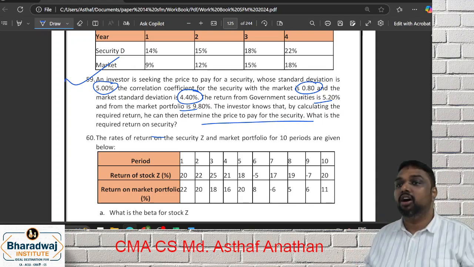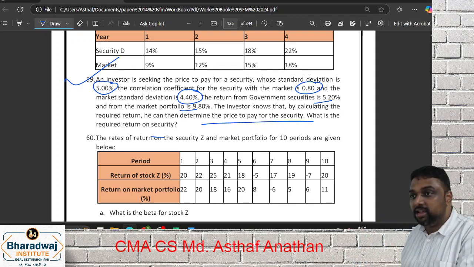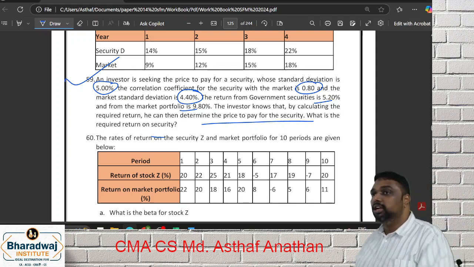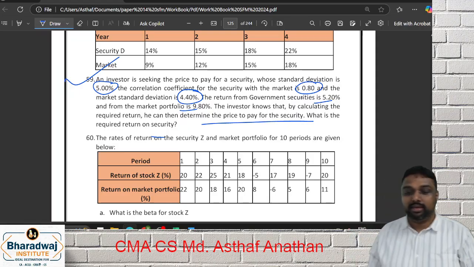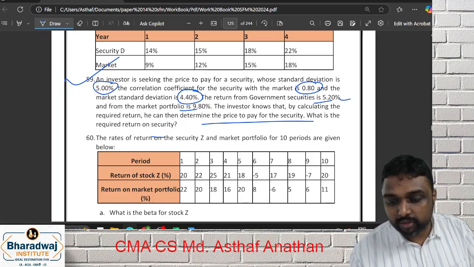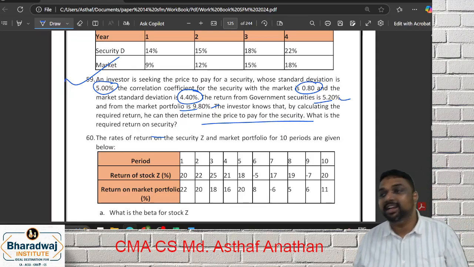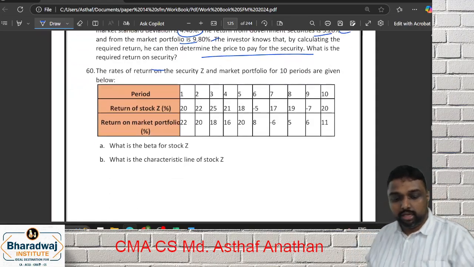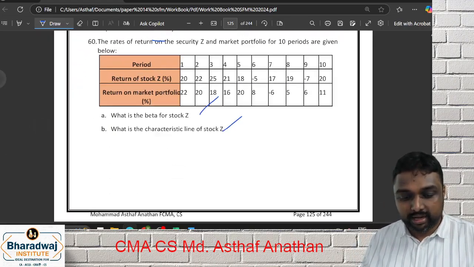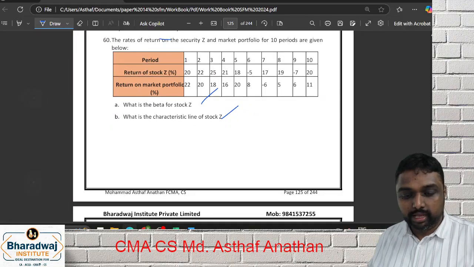Standard deviation of stock divided by standard deviation of market, into correlation. You'll get the beta. Once you get the beta, RF is given in the question, 5.2. Beta you find out, RM is 9.2. You will get the return under CAPM. That's all. This we already discussed, the beta characteristic line concept. Yes or no, friends?